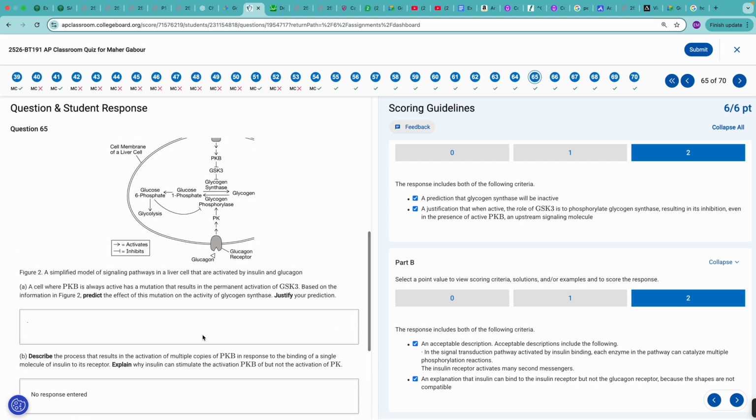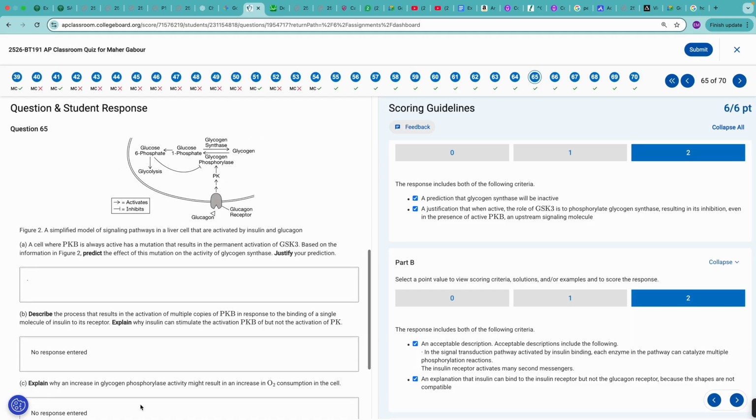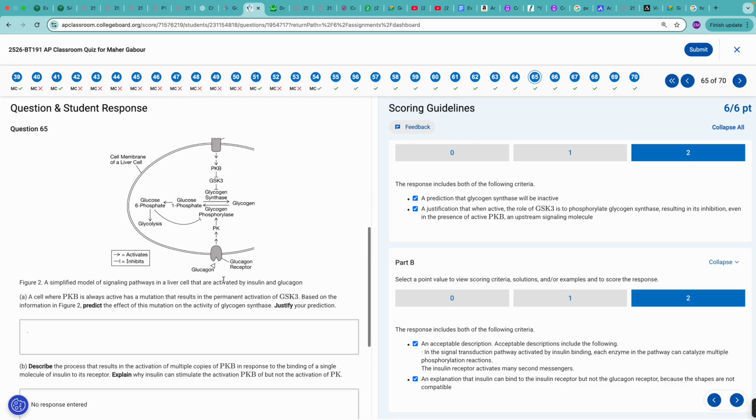Part C: explain why an increase in glycogen phosphorylase activity might result in an increase in O2 consumption in the cell. Guys, I'm going to make this so simple for you. Glycogen phosphorylase, did they say glycogen phosphorylase? Yeah, glycogen phosphorylase.